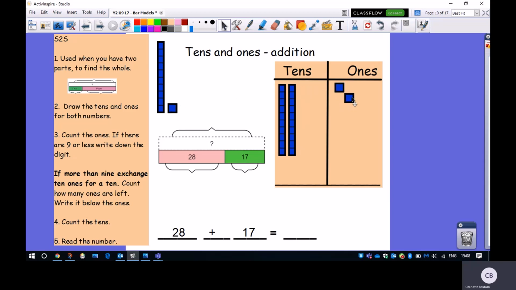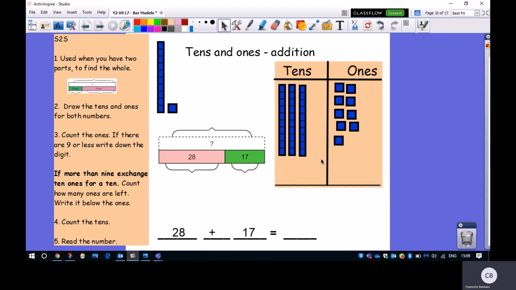1, 2, 3, 4, 5, 6, 7, 8. Now I need to draw out in tens and ones my second number. And my second number is 17, which is 1 ten and 7 ones.